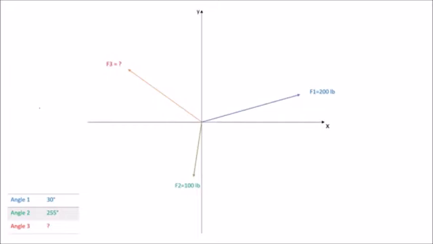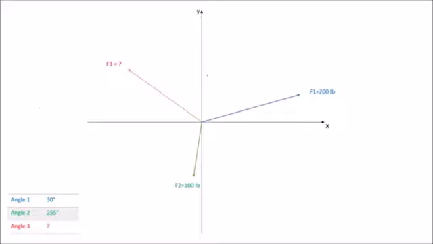We have a point mass centered at the origin of our coordinate system right here. And we have our first force of 200 pounds applied to that body at an angle of 30 degrees from the positive x-axis. Our second force of 100 pounds is applied at an angle of 255 degrees from the positive x-axis. Or we can say it's an angle of 75 degrees from the negative x-axis, by subtracting 180 degrees. And finally, we have our third force, and we don't know the magnitude or the direction of this force. That's something we're going to need to find.